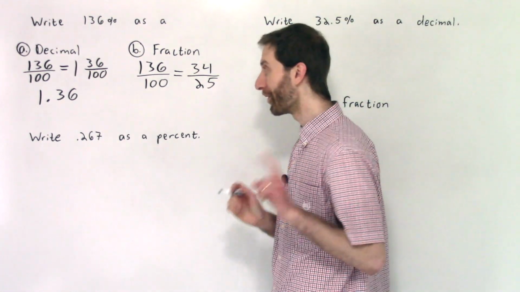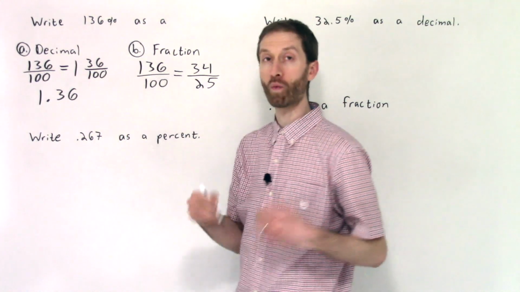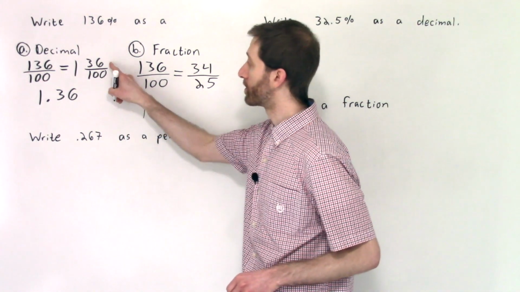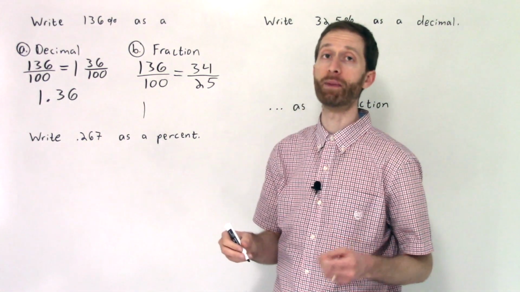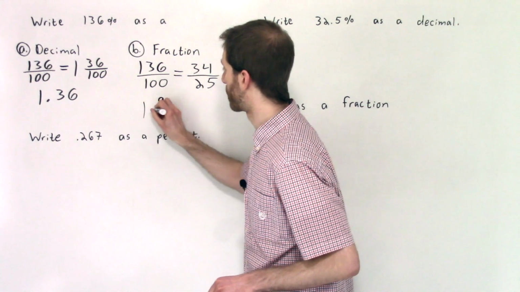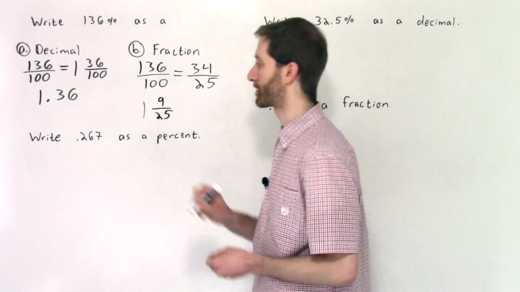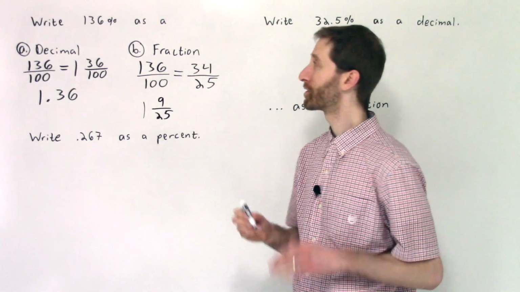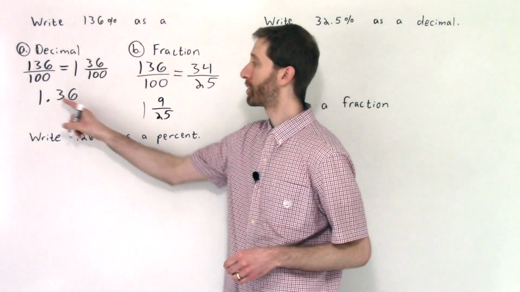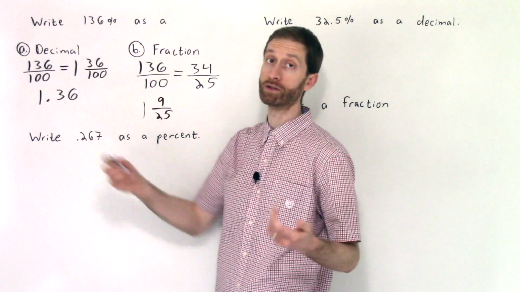Or you could look at this and say 1 and 36 hundredths: 36 and 100 can each be divided by 4, and that would leave you with 9 25ths. So that's the same thing, just as a mixed number. There you have it. Nothing really that different when you have a percentage above 100%. You're just going to end up with a mixed number or a units value in your decimal.